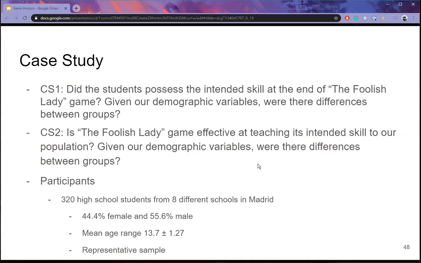And for the case study, there were 320 high school students from 8 different schools in Madrid, 44.4% female and the rest male. The mean age was 13.7, give or take 1.27 years. And overall, it was a representative sample of the population. Next.